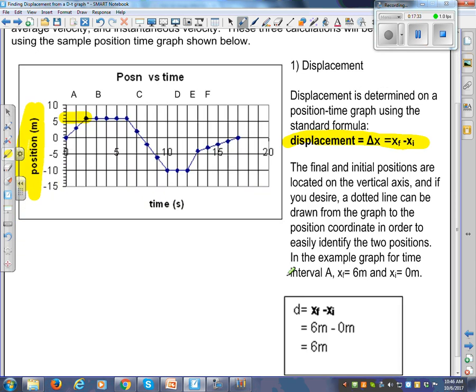Okay. So what is the displacement for interval A? Let's get rid of this highlight stuff here. Interval A is here. So what is the final position? You read it off the y-axis. What's the final position? 6. The initial position was 0. 6 minus 0 is obviously 6 meters. The number one mistake that people make is they go 2 minus 0. They're reading the x-axis. That is not right. You're reading the position, the y. 6 minus 0.